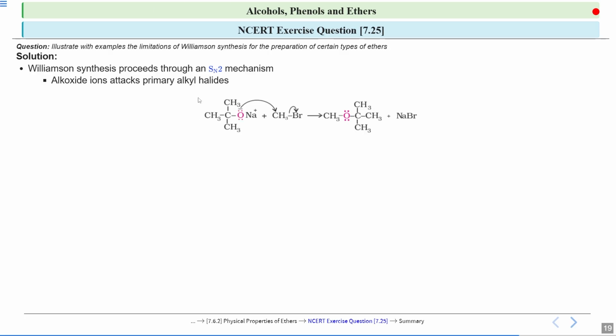So see here, this is a tertiary alkoxide and this is a primary alkyl halide. What will happen? This oxygen has electron density, so it will attack this carbon and the halide group will be left. So it will form sodium bromide and an ether will be formed.